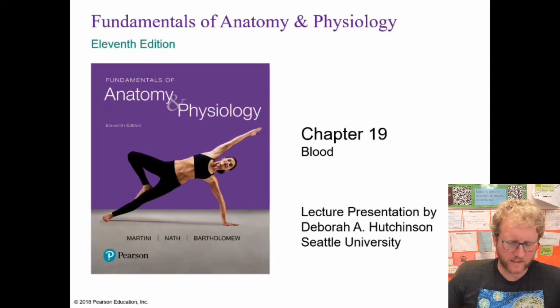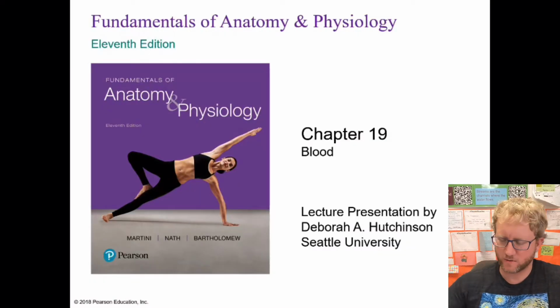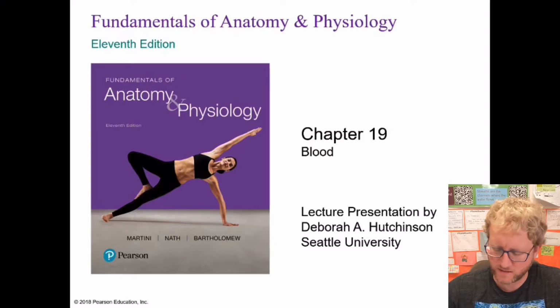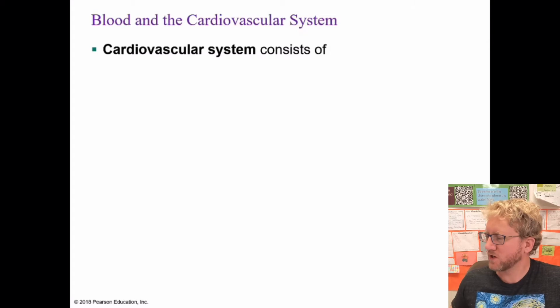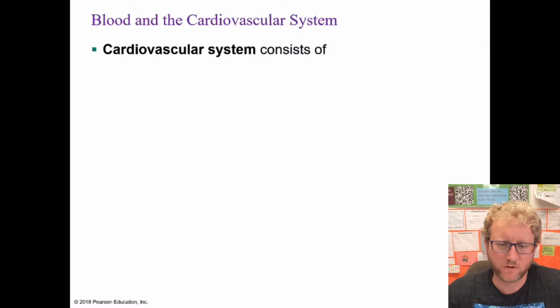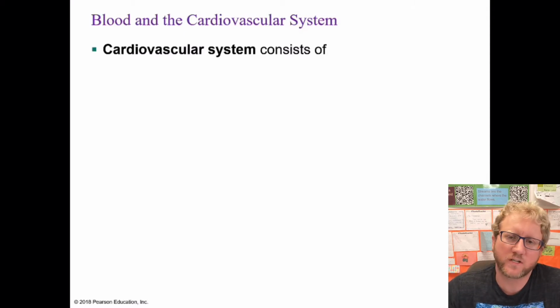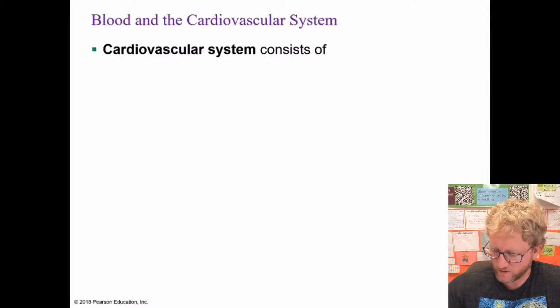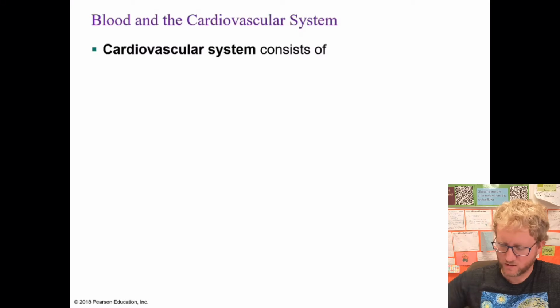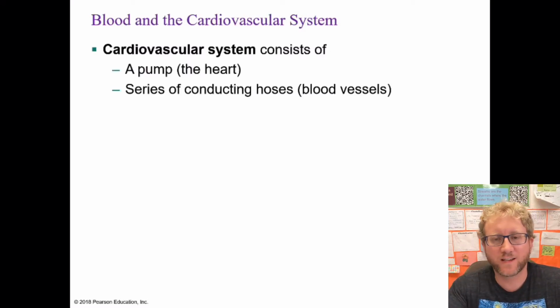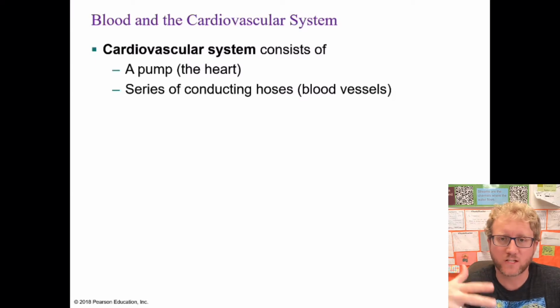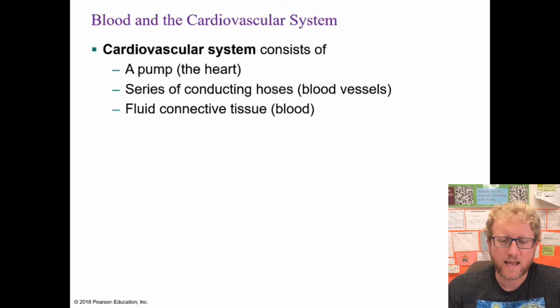All right, so let's talk about blood here for just a little bit, what's going on inside of our veins and things like that. We're talking about what's going on inside of the cardiovascular system. The cardiovascular, also known as the circulatory system, we're going to use those terms interchangeably throughout this unit. We've got a pump, which is the heart, and a series of conducting hoses, which are the blood vessels, the arteries, veins, the capillaries, and a fluid connective tissue, that is the blood.